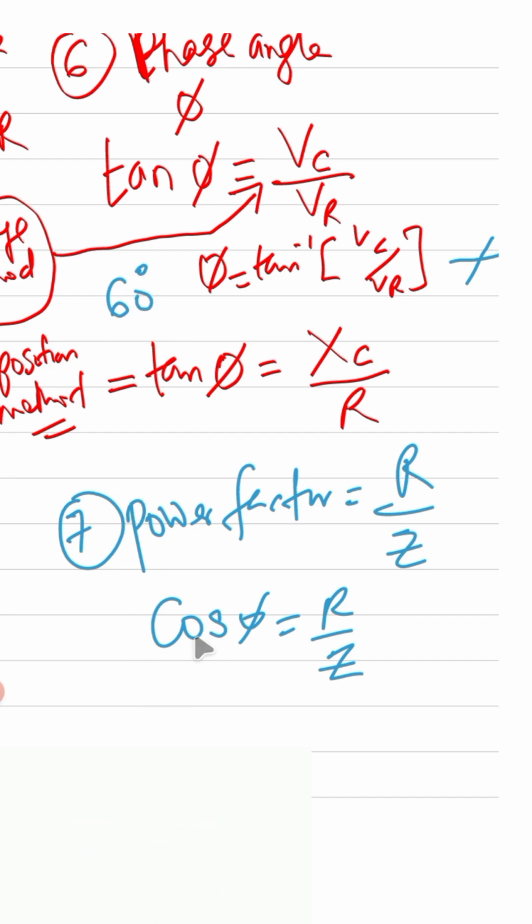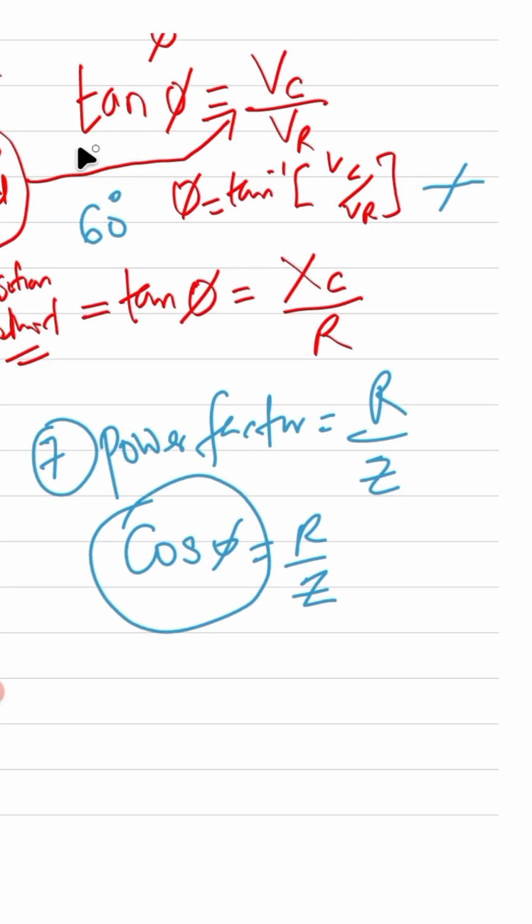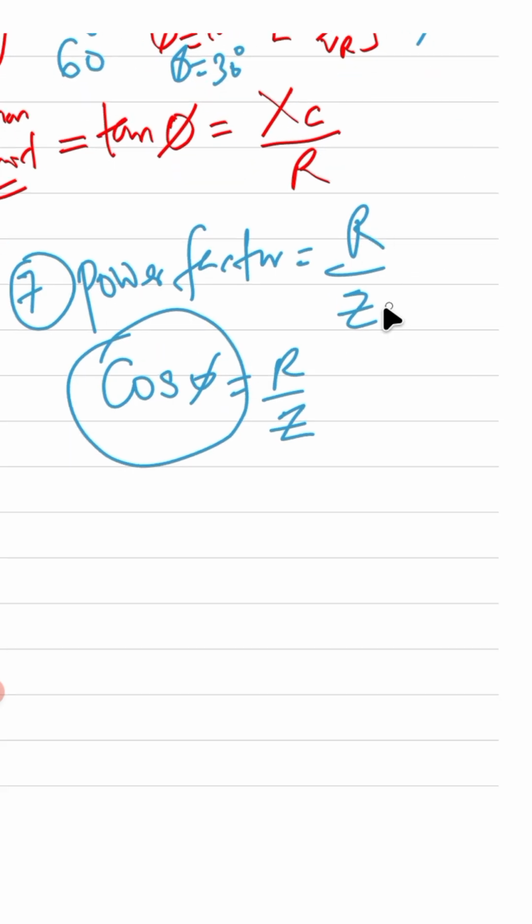The power factor is the cosine of the phase angle. You understand? This is the power factor, and that is the formula R over Z. So you can also get the power factor from here too. Just do tan phi equals VC over VR, then phi equals tan inverse. Once you get that phi, let's assume it was 30 degrees, then you do cosine of 30 degrees. That will give you the answer. Or just look for R and look for Z, divide them, R over Z, and you get your answer.